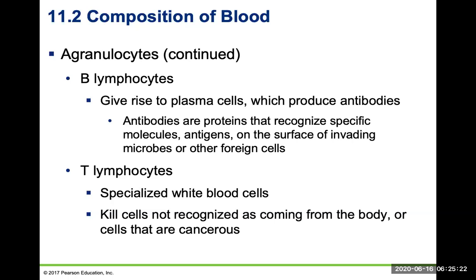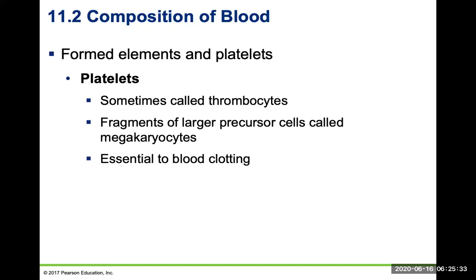T lymphocytes are called specialized white blood cells. They kill cells not recognized as coming from the body, specifically cells that are cancerous. Platelets are part of the formed elements. They're sometimes called thrombocytes. They're essential to blood clotting. They're fragments of larger precursor cells called megakaryocytes.